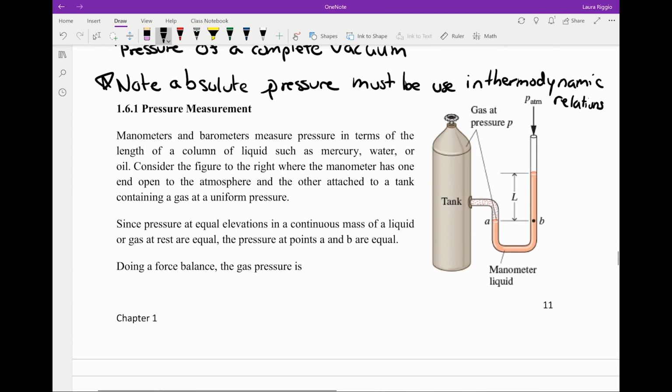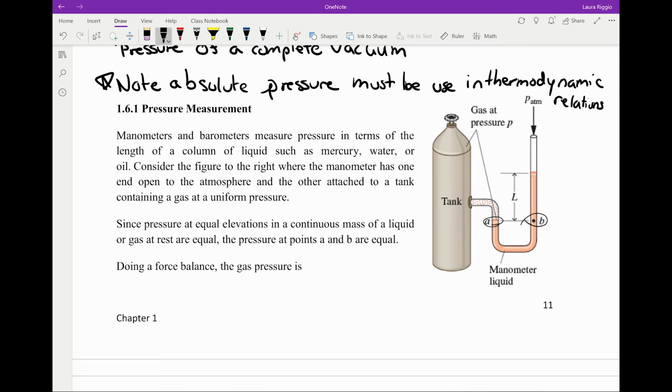Okay, so now that we know what pressure is, how do we measure pressure? One way to measure pressure is by the use of a manometer, which measures pressure based on the height of a column of fluid. Since pressure at equal elevations in a continuum of a liquid that's at rest are equal, if we look at our picture here, the pressure at point A and the pressure at point B are going to be equal.